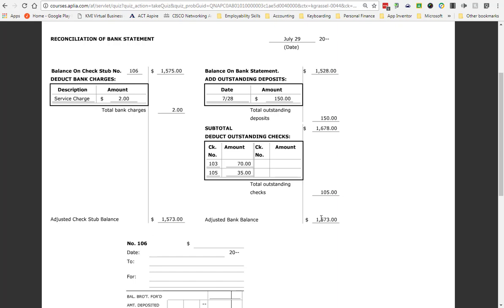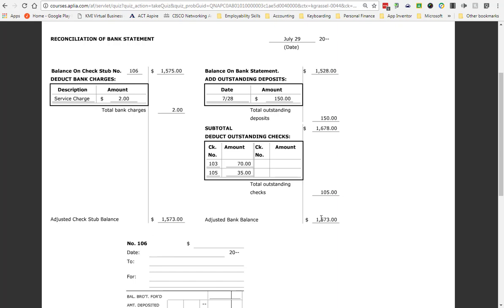Okay, so this is the first step for bank reconciliation. What you will find is when the bank sends you a statement, this is pre-printed on the back of the bank statement form. They always just send it to you. So it will always be on there.